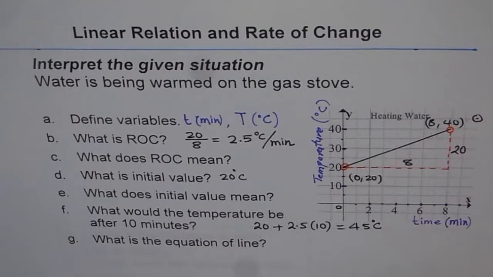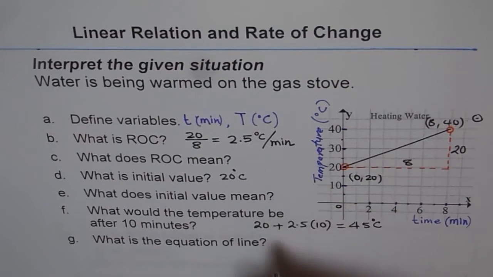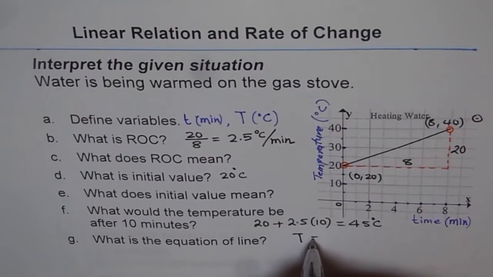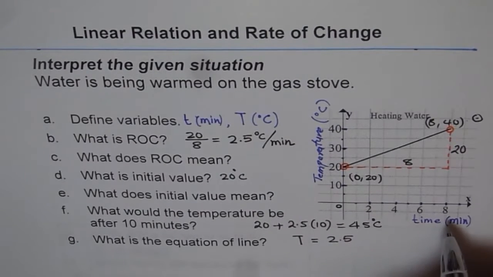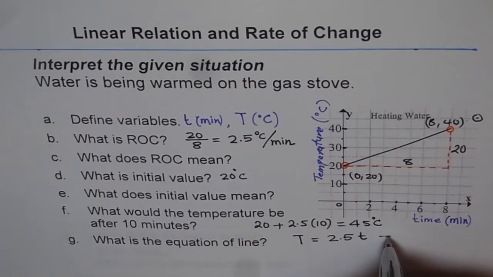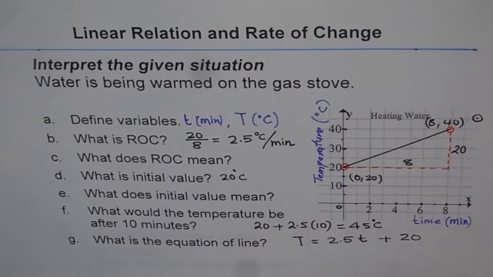What is the equation of the line? Generally, we write the equation of the line as y equals mx plus b, where m is the rate of change and b is the initial value, correct? Now here, our dependent variable is temperature T. So we should write capital T for temperature equals the rate of change 2.5, times the independent variable time, plus the initial value 20. Now since we have defined these variables, we know temperature is in degrees Celsius and time is in minutes.